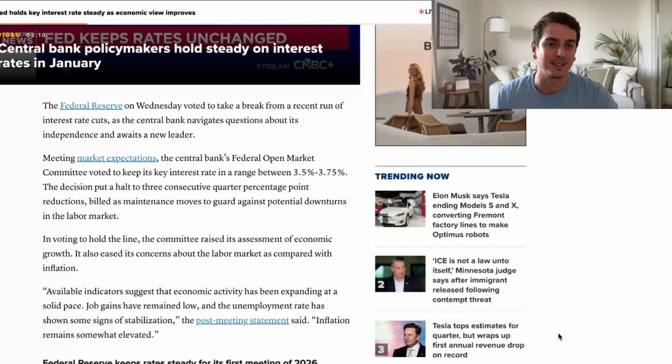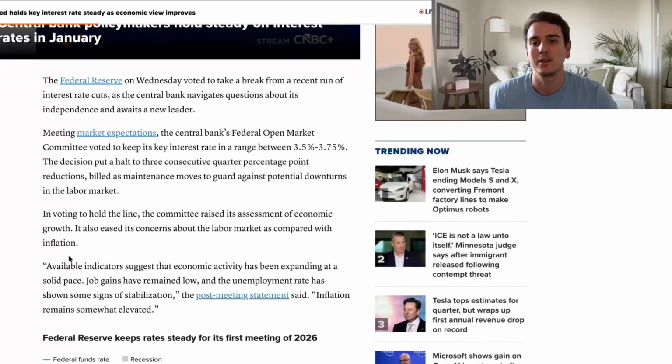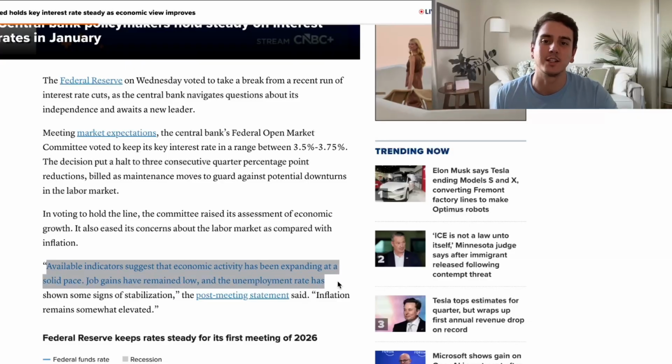If economic data is not really confirming that the Fed should have cut interest rates or should have raised interest rates in the same situation. So if we see what the Fed members said, available indicators suggest that economic activity has been expanding at a solid pace. Job gains have remained low, and unemployment rate has shown signs of stabilization.